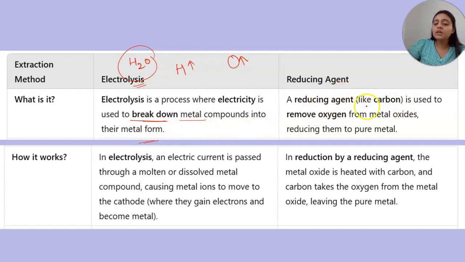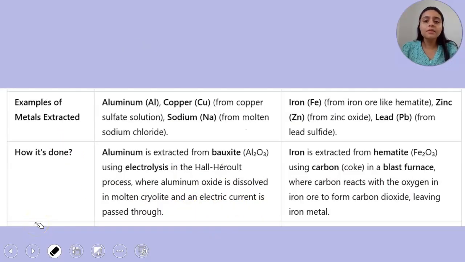Reducing agent: a reducing agent like carbon is used to remove oxygen from metal oxides, reducing them to pure metal. We have seen that carbon is present in the middle of the reactivity series, so it can help in the reduction of metals from their compounds. How it works: in electrolysis, an electric current is passed through a molten or dissolved metal compound, causing metal ions to move to the cathode where they gain electrons and become metal. Examples of metals extracted by electrolysis are aluminium, copper, and sodium, and the metals which can easily be extracted using a reducing agent like carbon are zinc and lead.